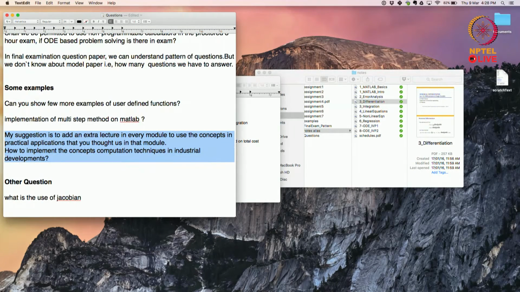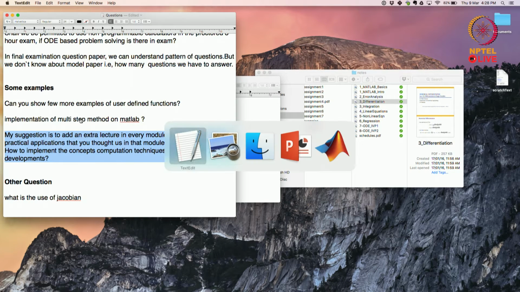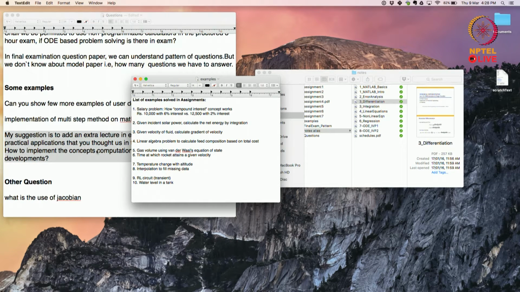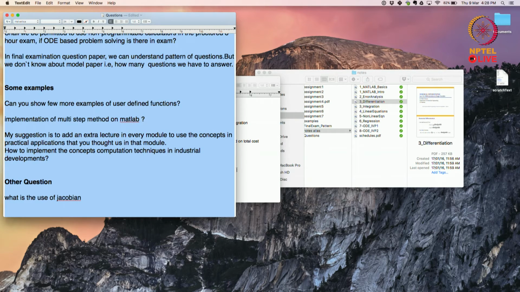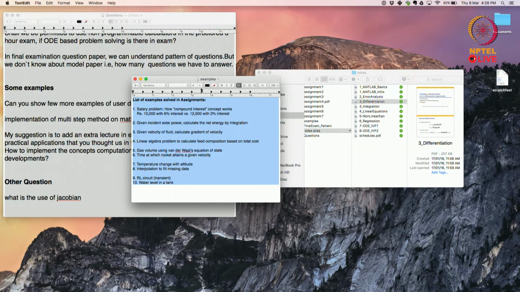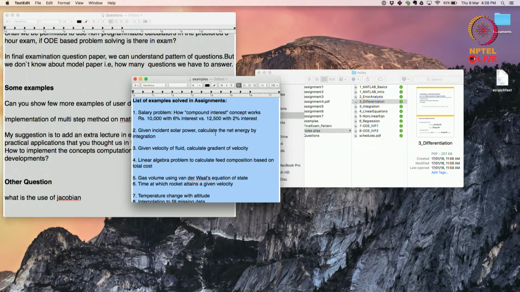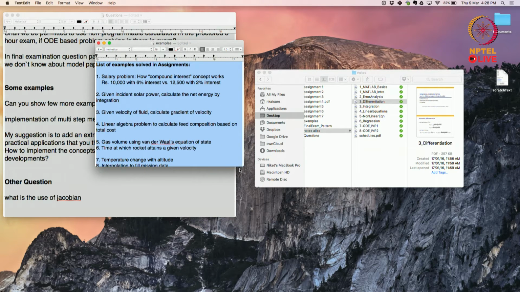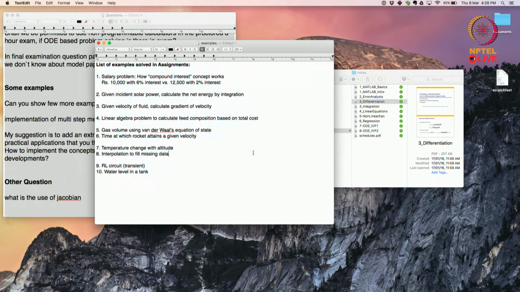The next suggestion is to add an extra lecture in every module to use the concepts for practical examples. It might be a little late in the day for me to add an extra lecture in each module, but let me go over the problems that you have solved in your assignments. In your first assignment, you solved a salary problem, and the problem there was how to use compound interest.